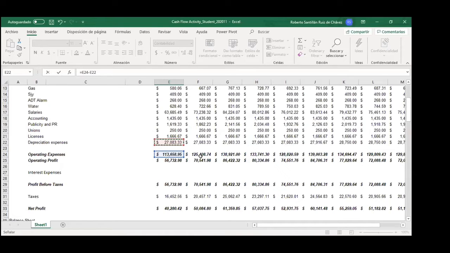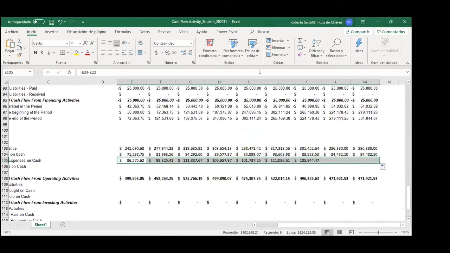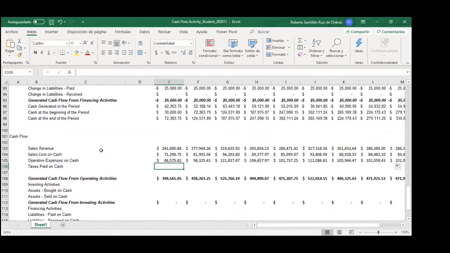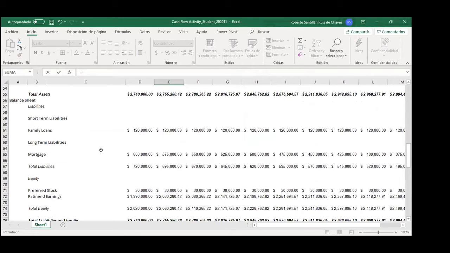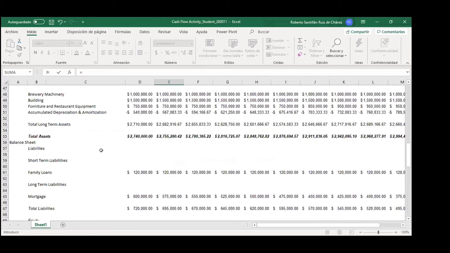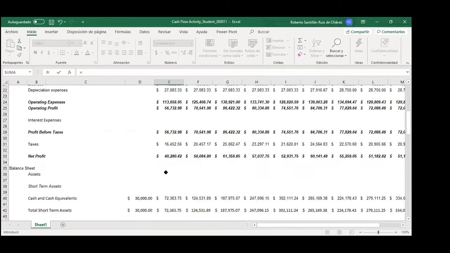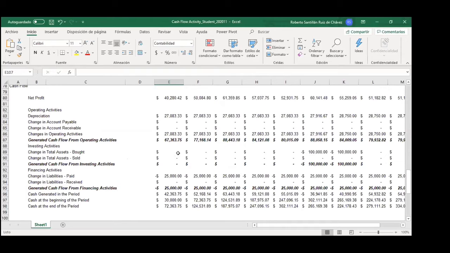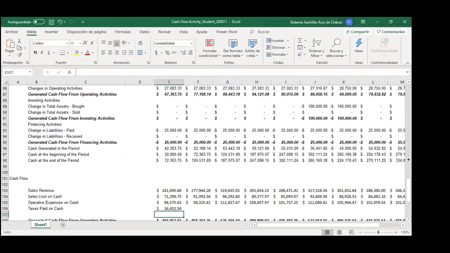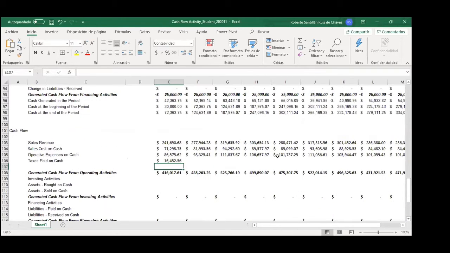And finally, we'll click enter, please. And the last one is the tax paid. And again, tax paid are a cash expense. So what do you do? The income statement, right? So this one? Taxes, taxes, taxes. Yep. Okay, and drag it to the right.